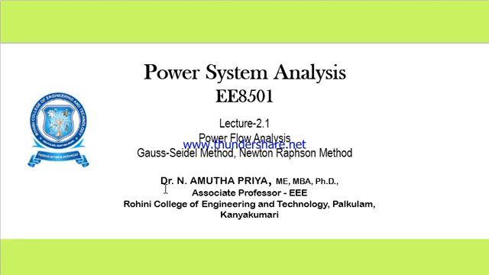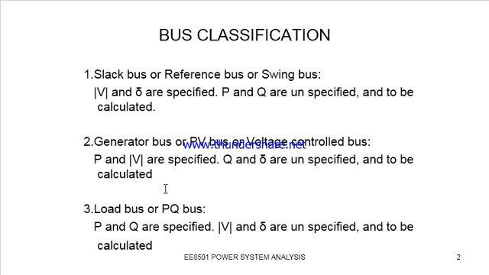We are discussing about the course Power System Analysis. In this lecture, we will be discussing about the power flow analysis using Gauss Seidel method and Newton-Raphson method. First, let us see how the power system buses are being classified. Generally, we used to have three different buses, namely slack bus, PV bus and PQ bus. Slack bus is otherwise called reference bus or swing bus.